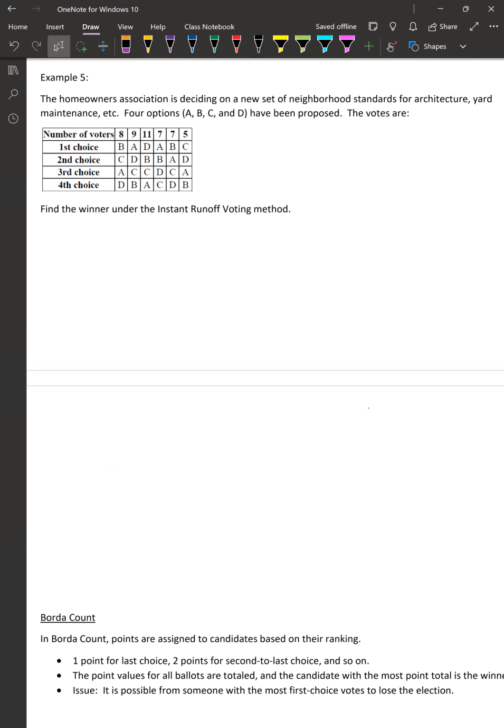So they're saying find the winner under the instant runoff voting method, also known as plurality with elimination. Okay. So here they don't give us any pre-printed charts or anything. We just got to do it. So let's see. First of all, let's count how many total votes there are just for fun. We want to add this up.